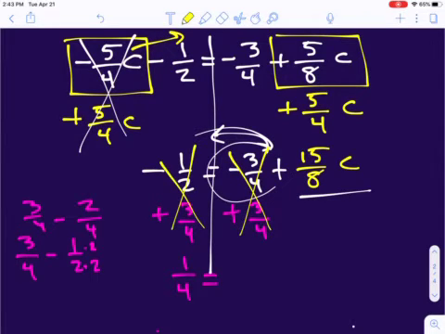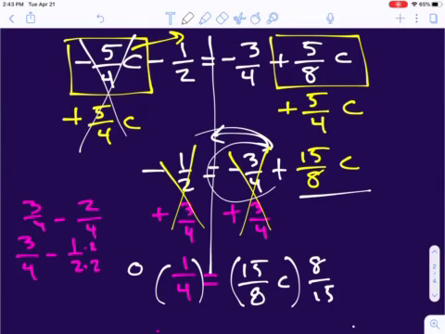Now this is starting to simplify nicely. What I'm left with is 15/8 c equals 1/4. My last step is I've got to get rid of this fraction. Do you remember how to do that? What we do is we always multiply by the reciprocal of whatever the coefficient is. The coefficient is positive 15/8, so the reciprocal would be 8/15.